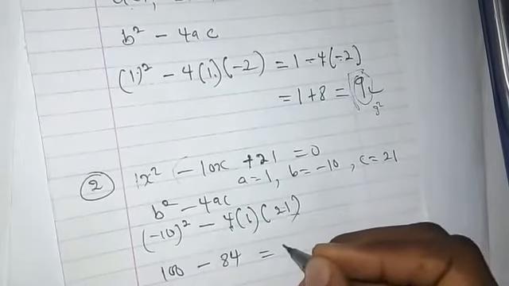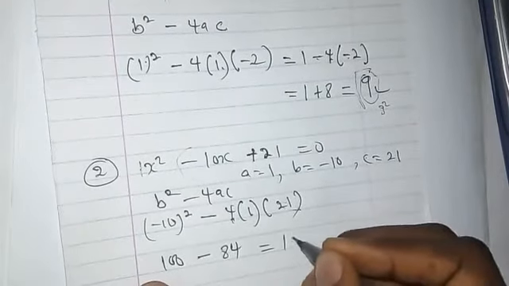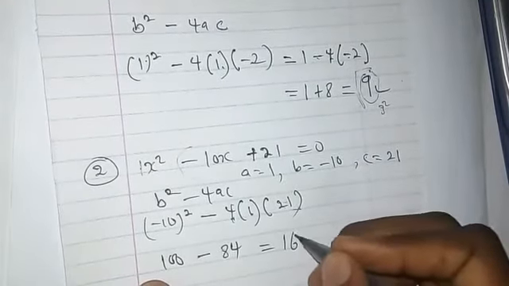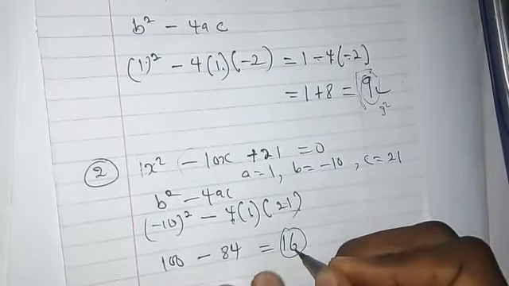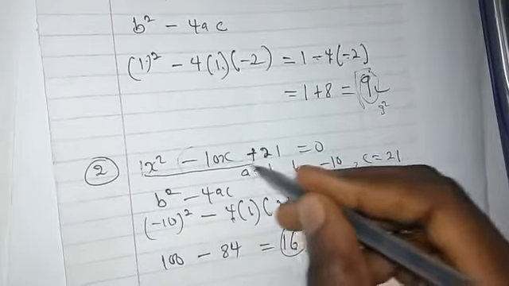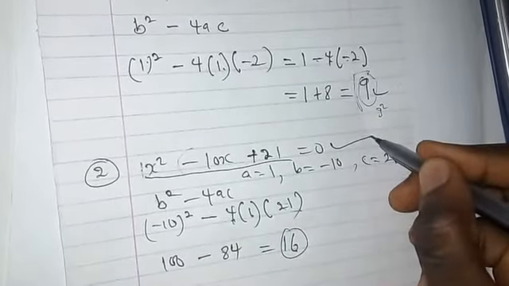100 minus 84 will be 16. And 16 is a perfect square number. That means you can factorize this quadratic equation and you get your root.